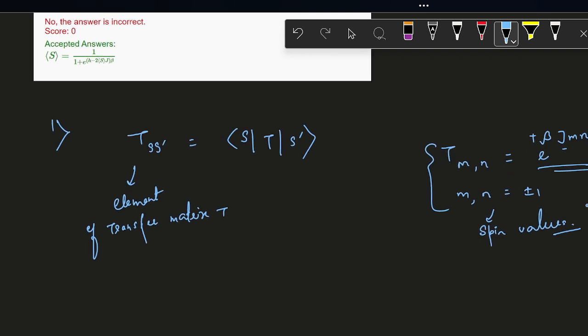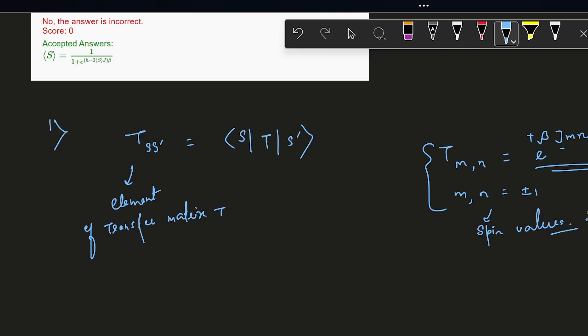Okay, and we know that the transfer matrix can be a 2 cross 2 matrix if our spin values can take only two values. So it is a 2 cross 2 matrix if S, the spin, can have two possible values, which is true for our case because in the problem it is mentioned that the Si value can take 1 and 0, two values. So our transfer matrix will also be a 2 cross 2 matrix.